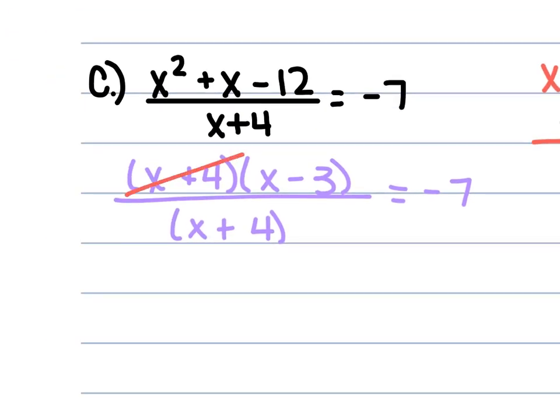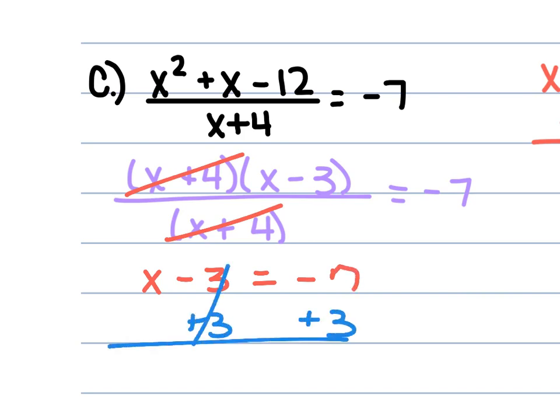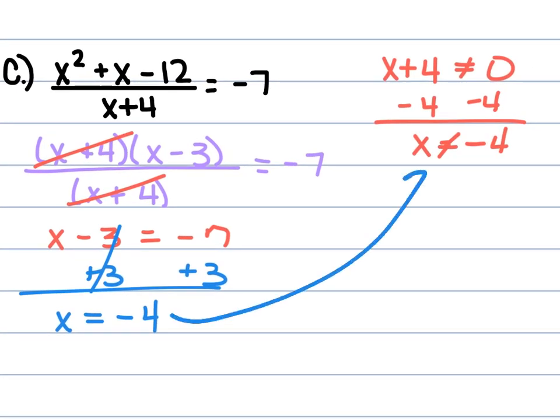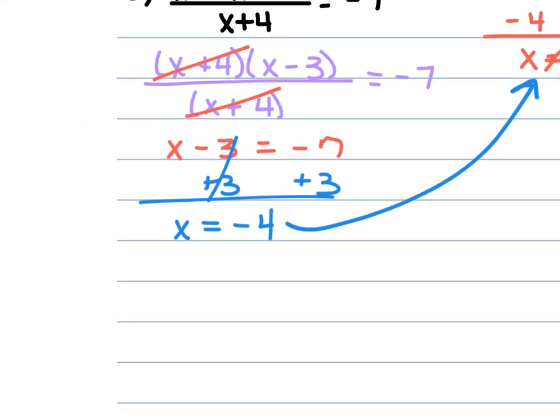So your x plus 4's would cancel. We have x minus 3 is equal to negative 7. Add the 3 to both sides. You get that x is equal to negative 4. What did we say though? X cannot equal negative 4, so this is no solution as well.